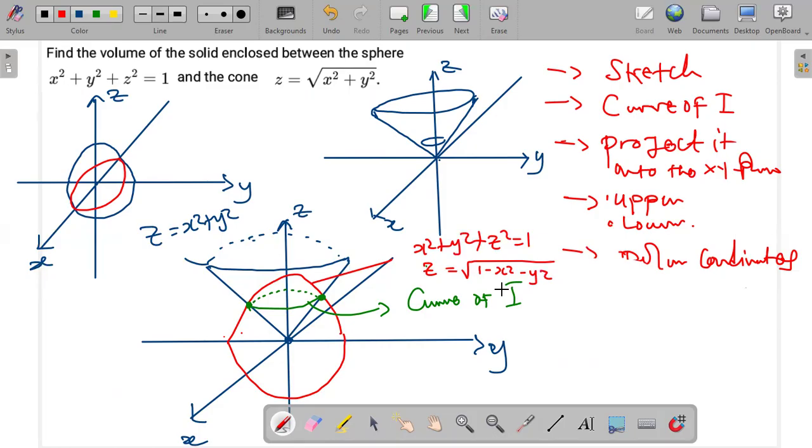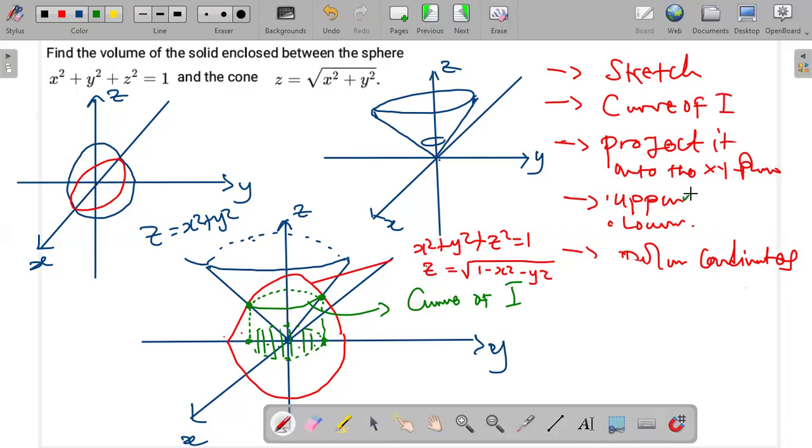So now, we said once we sketch this, we have to project the curve of intersection down into the what? The xy plane. So the curve of intersection, if we project it downwards, we're just going to have a circle like that in the xy plane. So this here will be the region over which we are integrating. This will be the region from there to there, from there to there, and we'll be moving along this region, moving up like that.